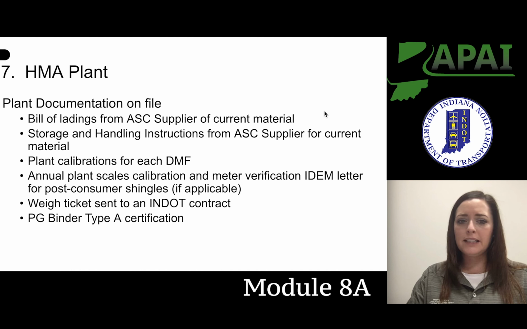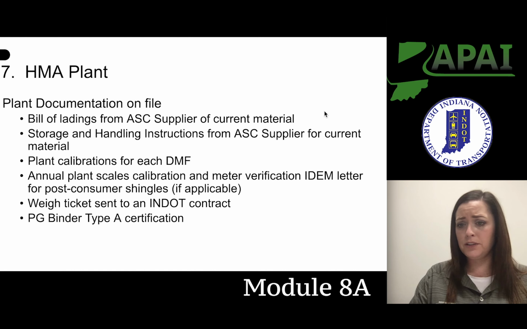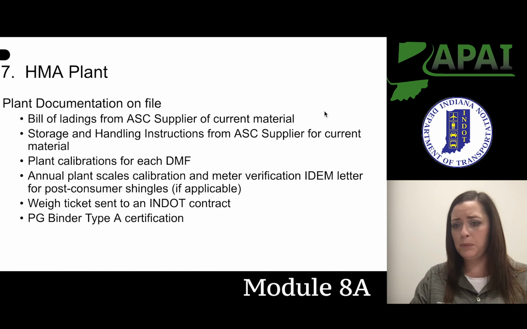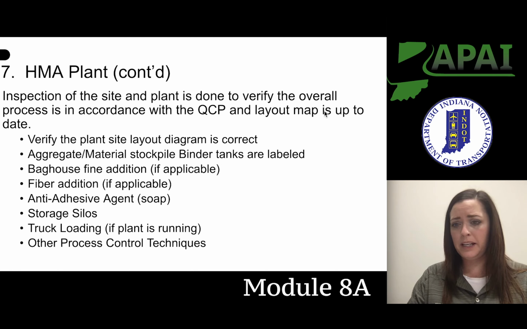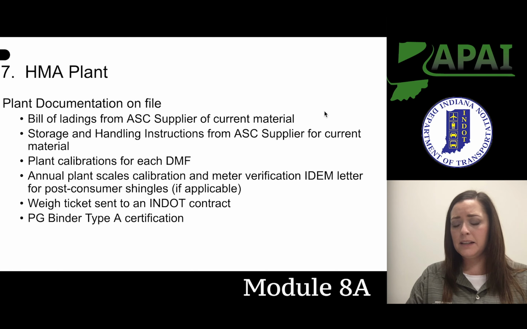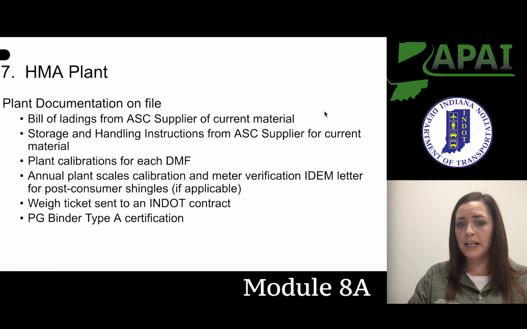Any annual plant scale calibrations and meter verifications. These are also on the plant. Usually there's a sticker up in the tower for these plants, or there's calibration paperwork for them. That can be, the calibration paperwork can be found at the plant or the laboratory. If there's post-consumer shingles on the site itself, you need to have an IDEM letter for those shingles.